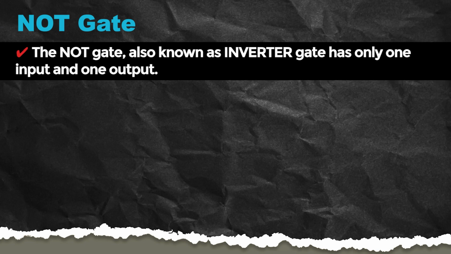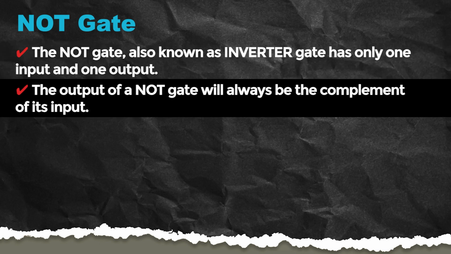The next gate is the NOT gate. The NOT gate, also known as inverter gate, has only one input and one output. So the NOT gate acts as a complement gate. The output of a NOT gate will always be the complement of its input.